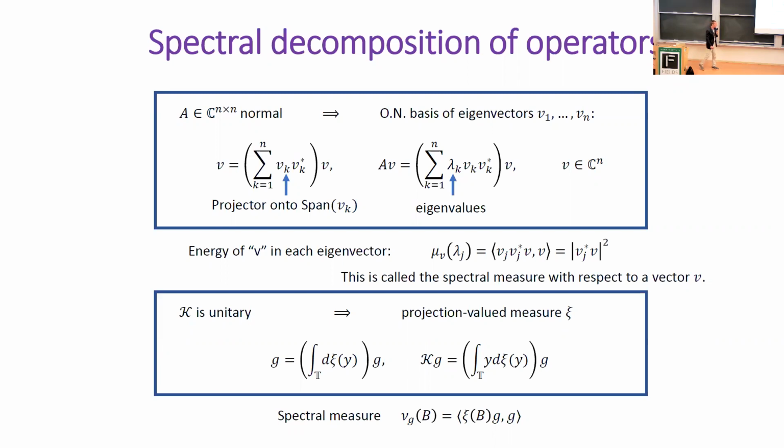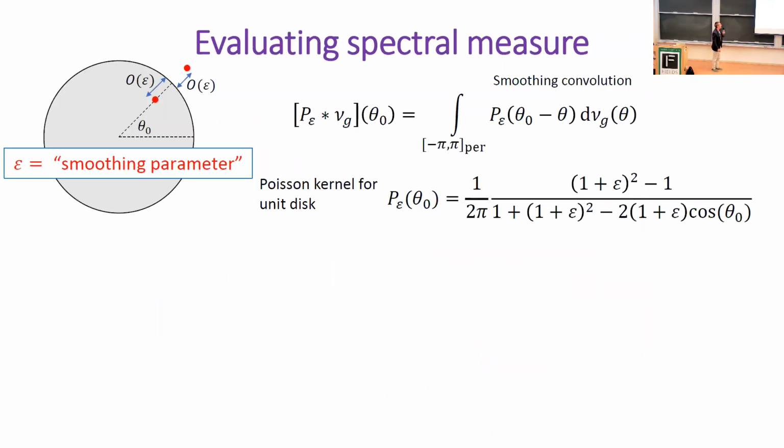Okay, so that was me trying to jump into dynamical systems, then I'll jump back to numerical analysis. And so how do we actually evaluate this spectral measure? Well, it cannot even be point-wise defined. So we have to be a little careful.